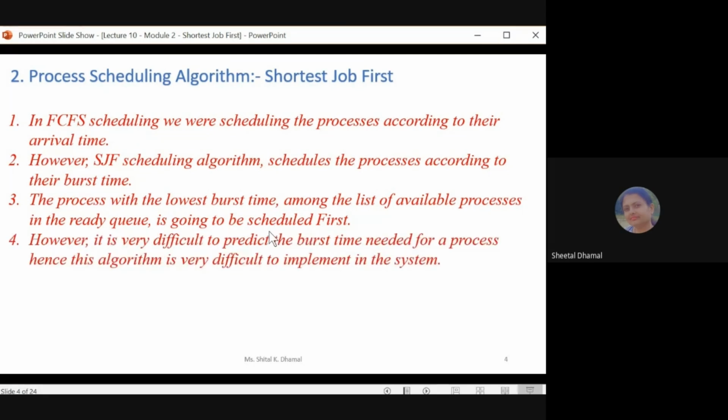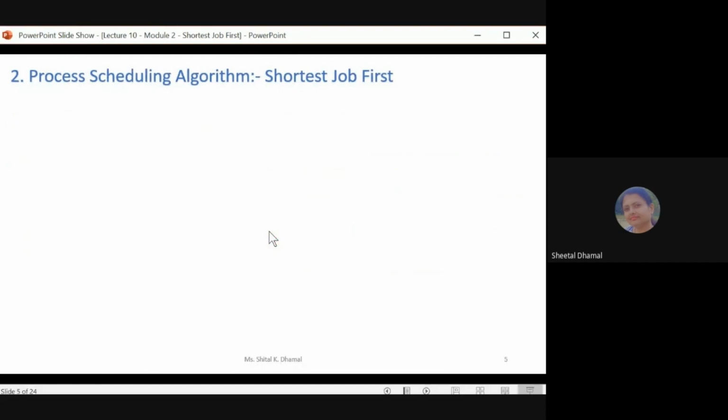But it is very difficult to predict the burst time or processing time required for a process. Because of this, it is very difficult to implement in the system. Means, before the process starts, we cannot tell how much time will be required for that process to complete its job. So because of that, implementation of this algorithm is difficult.